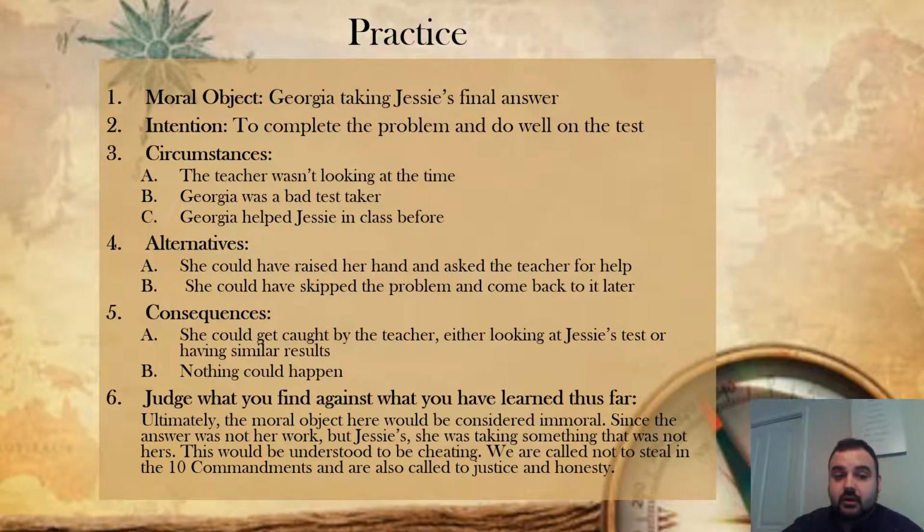What are at least three circumstances? At that moment, the teacher wasn't looking. Georgia was talking about how she's a bad test taker and how she's helped Jessie before in class. What are some possible alternatives?